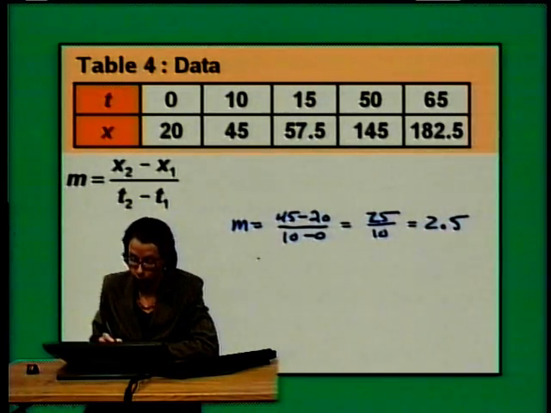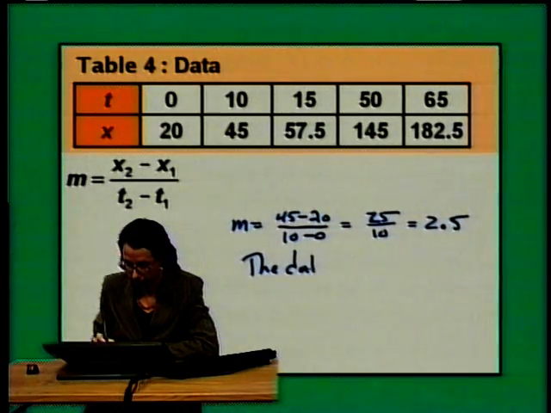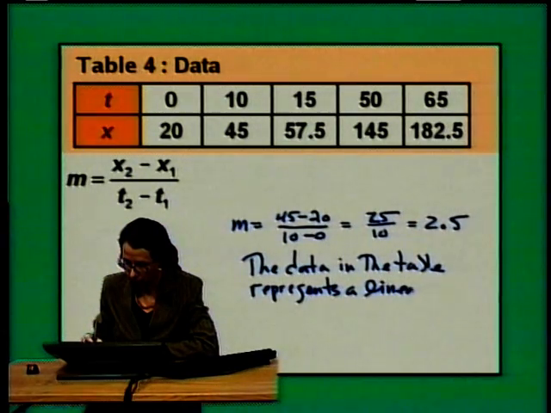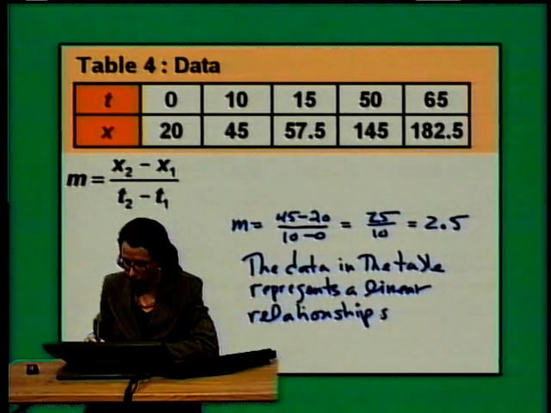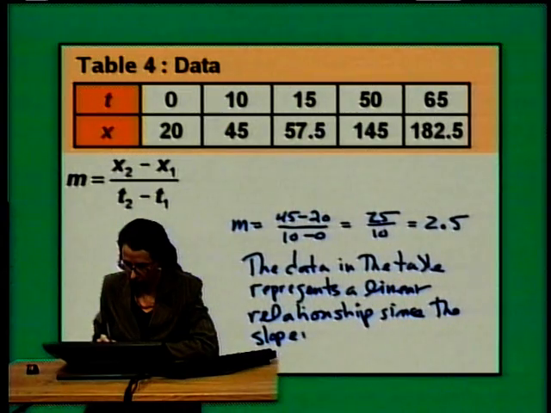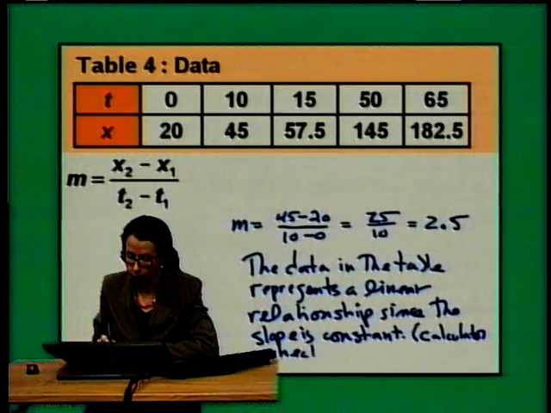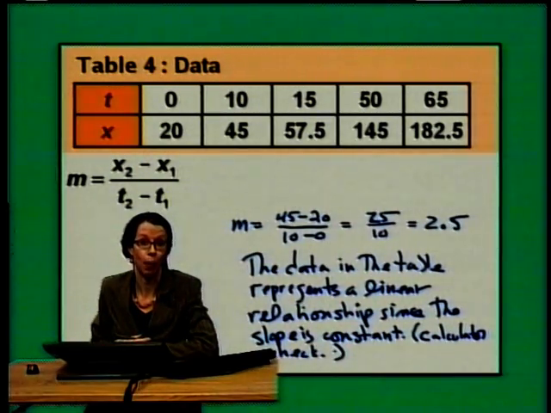So I can conclude that the data in the table represents a linear relationship, since the slope is constant. And I'm just going to make a note here that I did a calculator check, just to justify that I did the computation.